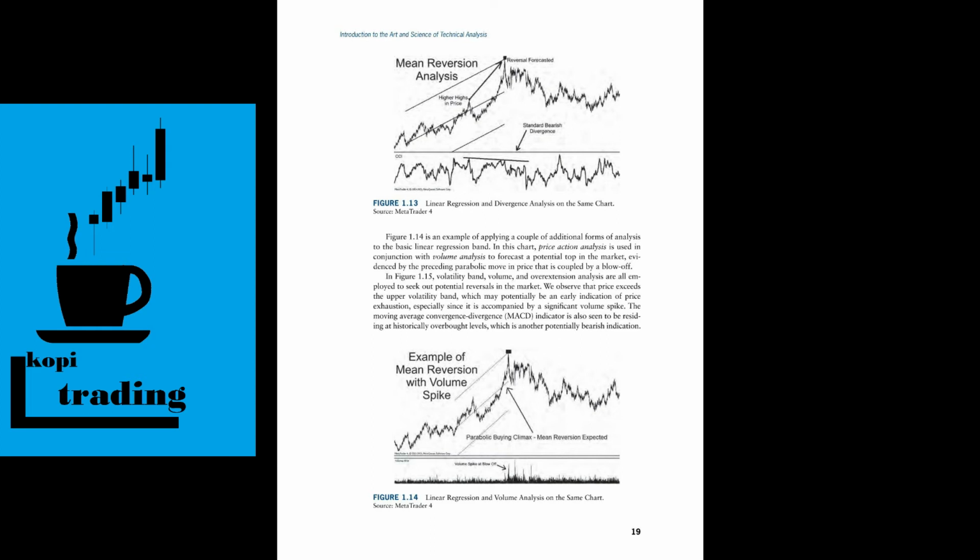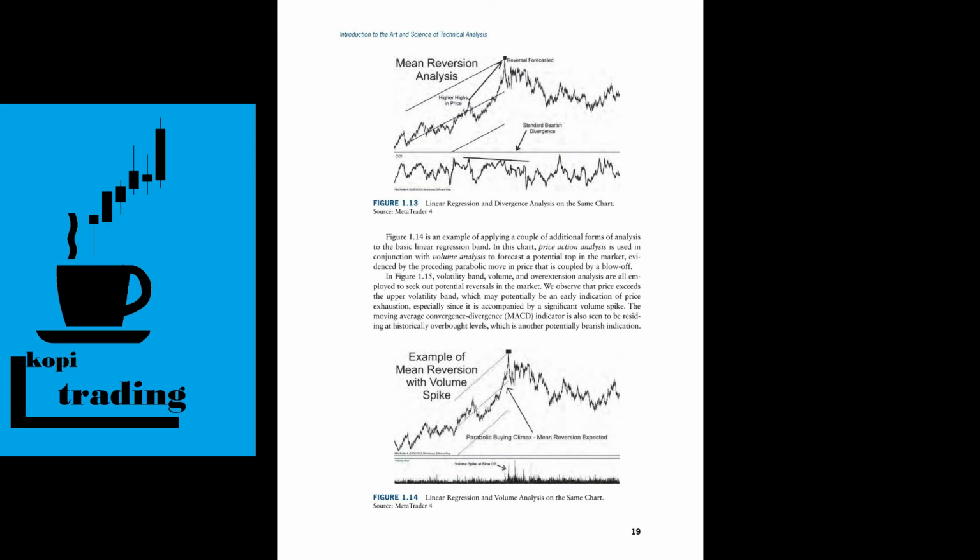Figure 1.14 is an example of applying a couple of additional forms of analysis to the basic linear regression band. In this chart, price action analysis is used in conjunction with volume analysis to forecast a potential top in the market, evidenced by the preceding parabolic move in price that is coupled by a blow-off.